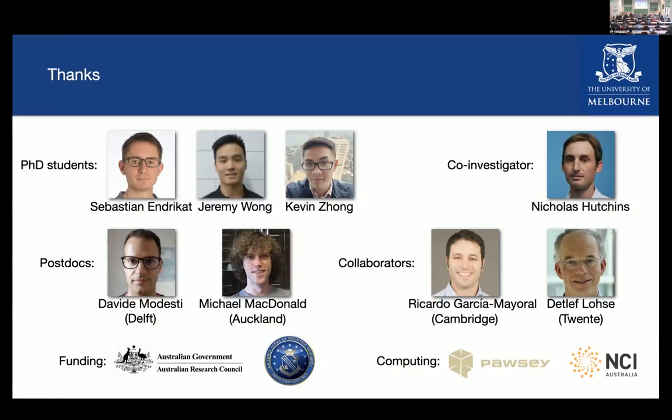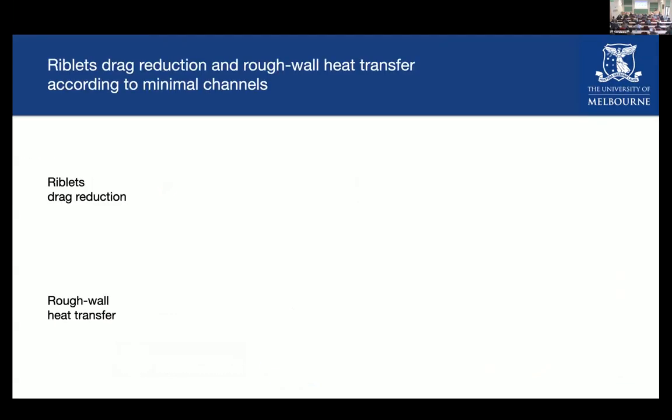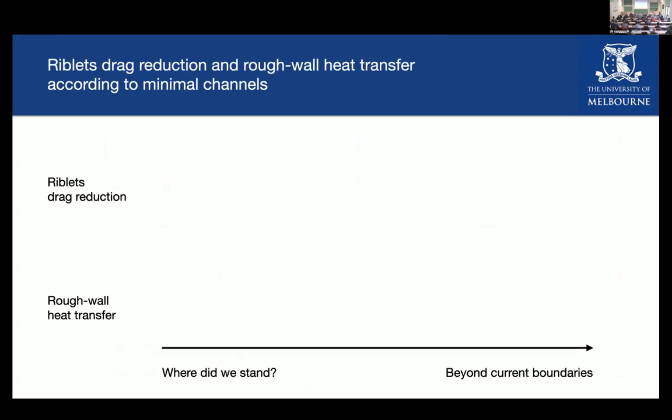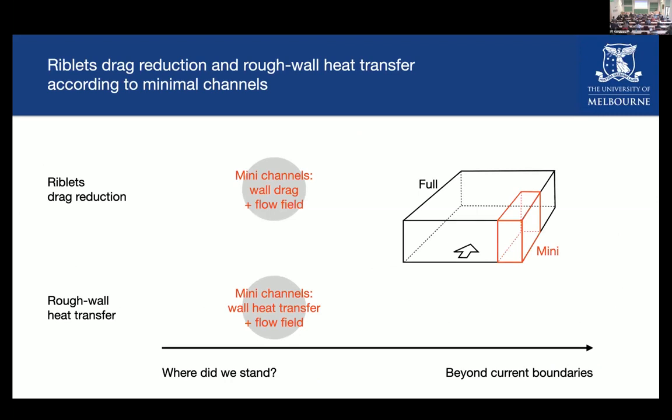Okay, so I'd like to talk about Riblets and rough wall heat transfer. And I'd like to talk about how in particular we got from where we stood to beyond current boundaries using minimal channels. This is possible because minimal channels provide drag and heat transfer and flow data at the same time in a cost-effective way. Just quickly for now, minimal channels are tiny boxes in which we perform simulations. They're much smaller compared to the normal full-size boxes.